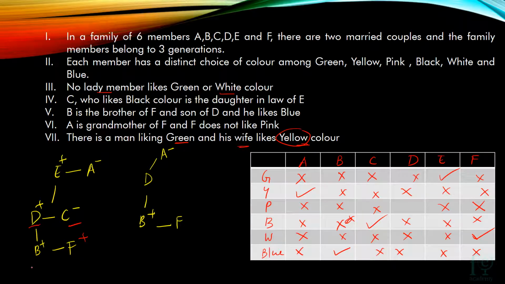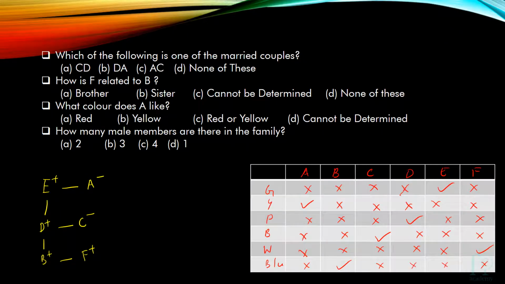So the gender of all the members are available in this relationship diagram. Now for completing the table, there is only one option available for D. Pink is the only column blank. So D should be liking pink color. So this table is complete in all respects. This relationship diagram is also complete. Now let's go and solve the problems. Okay, now let's go to our questions.